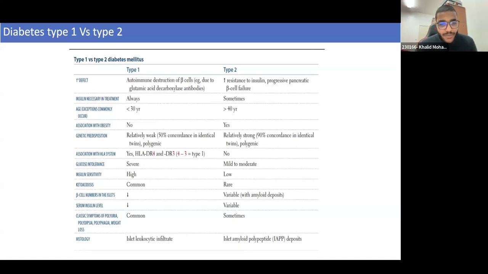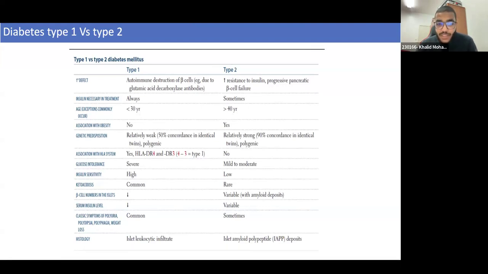For age, we said type 1 diabetes happens mostly in kids and young adults, but type 2 is always in patients who are older than 40 years old. Why? Because as we said, insulin resistance happens over a very long time, and it has to be chronic and has to happen for years in order for you to get type 2 diabetes.